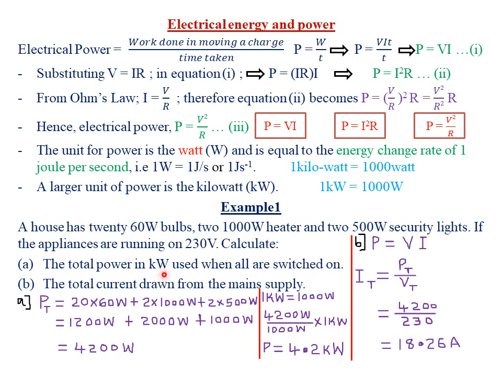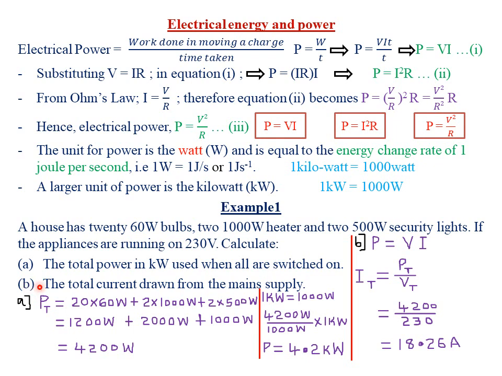So that is the total power, in watt, used when all the appliances are switched on. But the question wants us to find the power in kilowatt. Of course, we know the SI unit for power is just the watt. So to convert into kilowatt, we use this relationship. We have said that 1 kilowatt is equal to 1,000 watt. Therefore, if 1 kilowatt is equal to 1,000 watt, what about 4,200 watt? That will be 4,200 watt divided by 1,000 watt times 1 kilowatt, which will give us a power of 4.2 kilowatt.